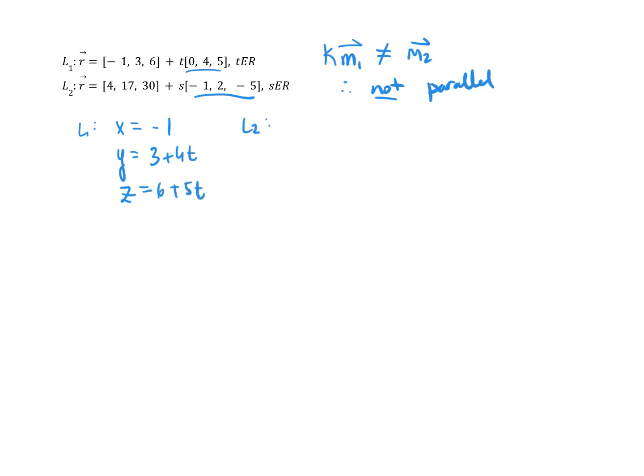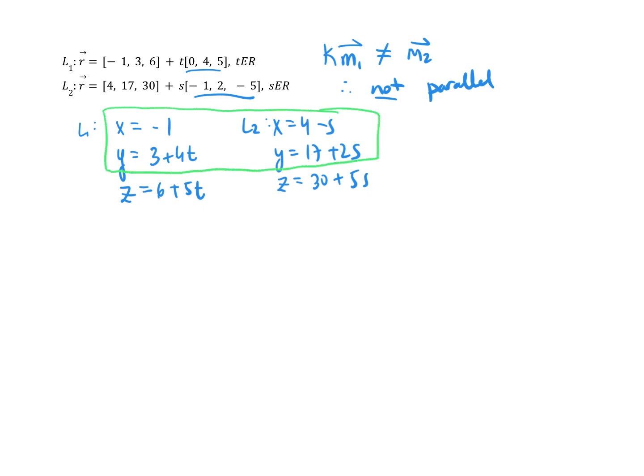And for line 2, x equals 4 minus s. Y equals 17 plus 2s. And z equals 30 plus 5s. And again, I'm going to pick the two equations I want to deal with. I'm just going to deal with x and y, and I can use z for my check, or I can just use the full-on equations of L1 and L2 for my check, and I'll show it this way this time.